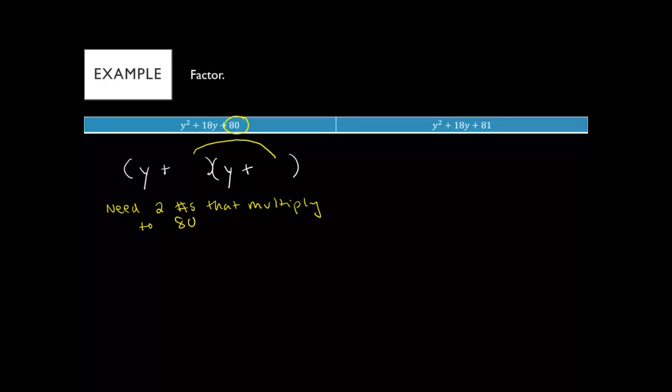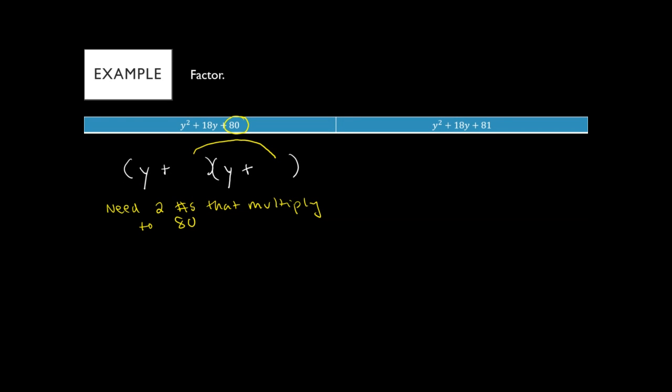Now there are lots of numbers that multiply to 80, lots of pairs of numbers. So I could write them all down. I could do 1 times 80. I could do 2 times 40. I don't think 3 works. You take your calculator out and then you're trying to find all the numbers that go into 80. So 4 times 20.